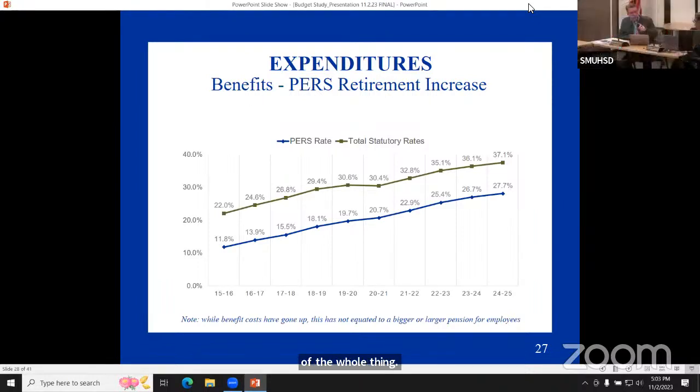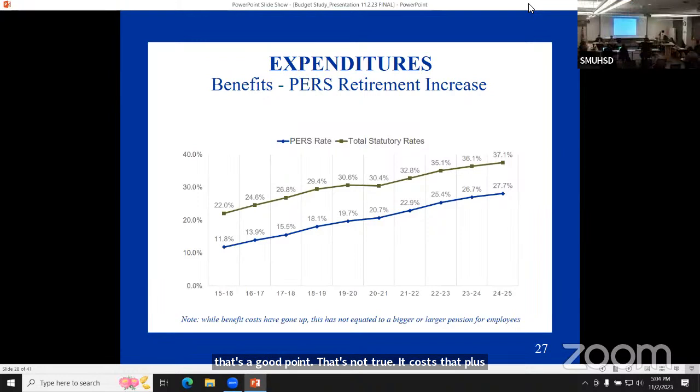But sometimes the community will look at our salary schedule and go, a teacher costs X amount of dollars as it's listed on our salary schedule. And that's a good point. That's not true. It costs that plus the benefits, plus total cost, plus health and welfare, statutory benefits like retirement. Exactly. It's multiple impacts. Yep, that's a great point, Superintendent Booker.